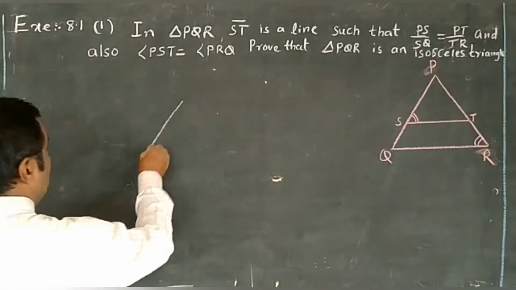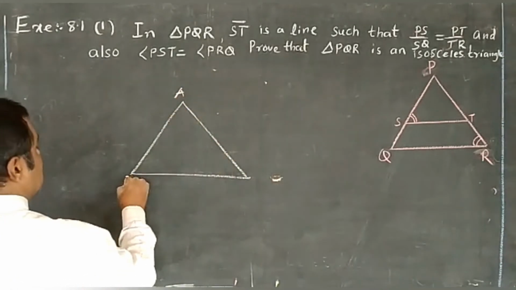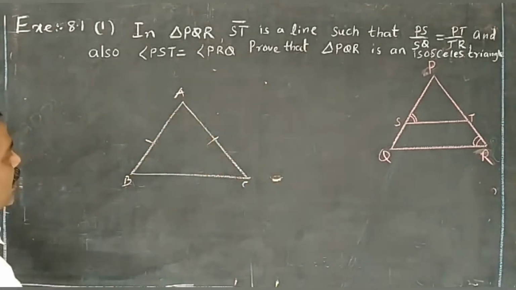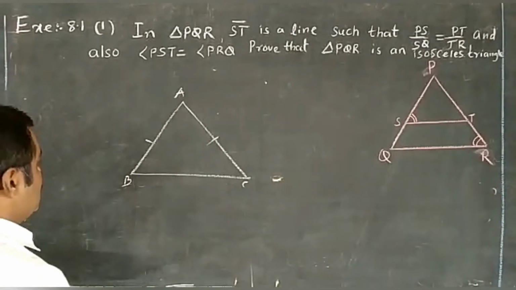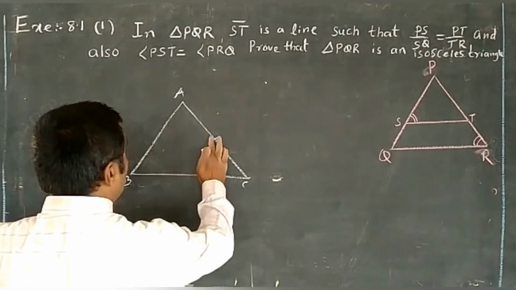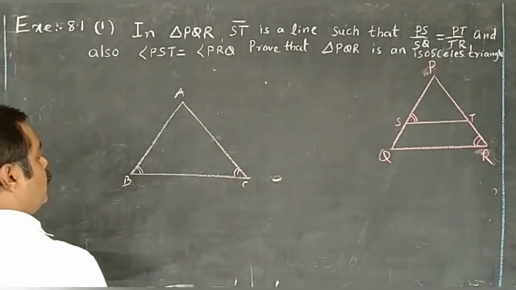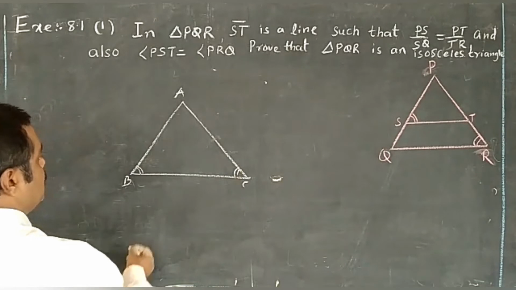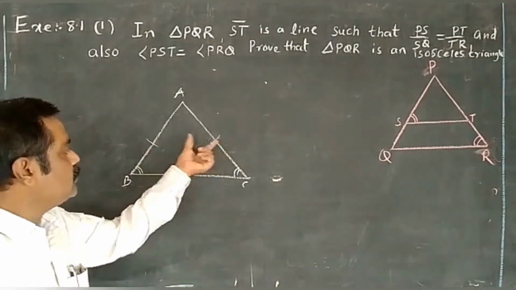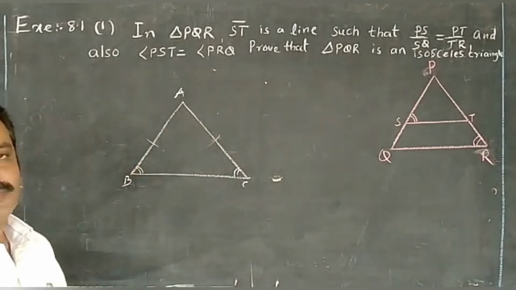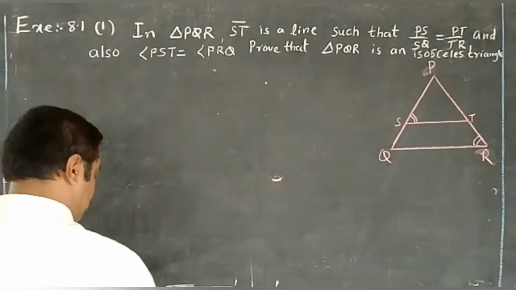Sir, when we say a triangle is isosceles, it means if two sides are equal, then we accept it as an isosceles triangle. Sir, if we know two angles are equal, then their opposite sides are also equal. So if two sides are equal, automatically this is called the isosceles triangle. Okay, I am going to prove this statement.